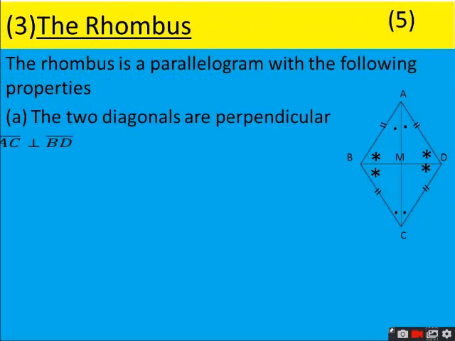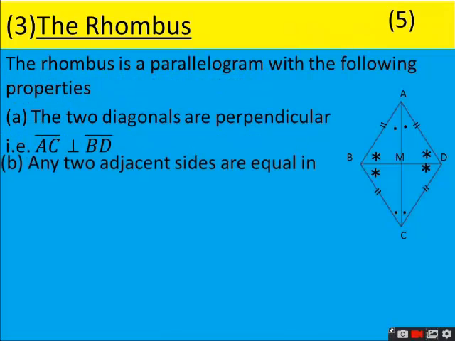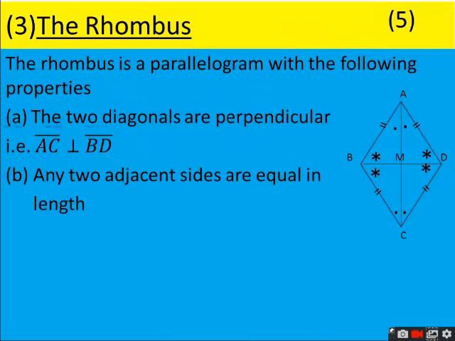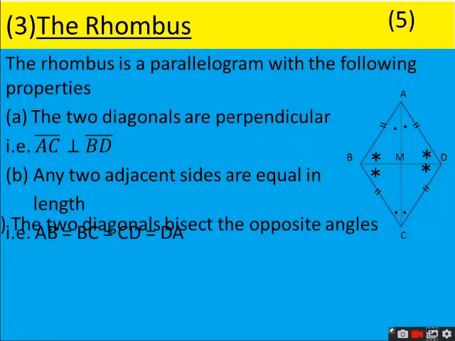Now we will transfer to the second shape, a special case of a parallelogram, which is called the rhombus. The rhombus has very important properties. The first property is the two diagonals are perpendicular. The two diagonals here are AC and BD. Then we can say that a rhombus is a parallelogram with two diagonals perpendicular. It is true, but it is not the only property.